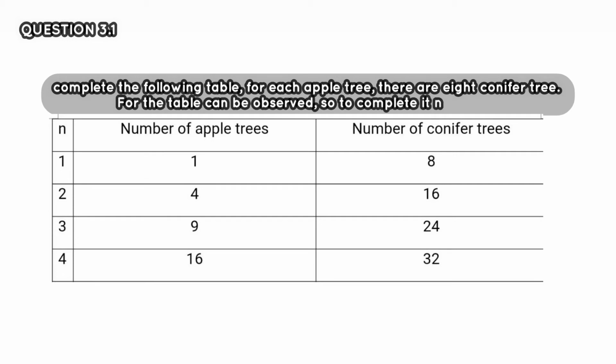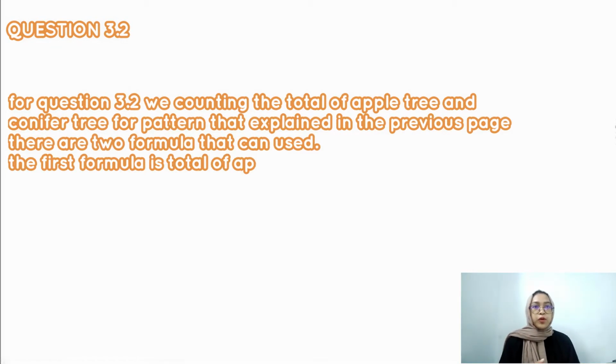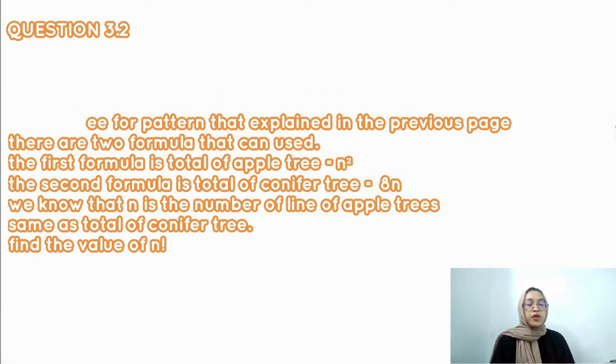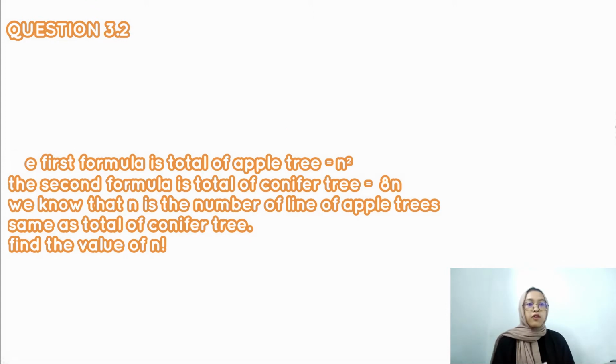Question 3.1, we complete the following table. For each apple tree, there are 8 conifer trees. For question 3.2, we count the total of apple trees and conifer trees for the pattern explained on the previous page. There are two formulas that can be used. The first formula, the total of apple trees equals n squared. The second formula, the total of conifer trees equals 8n. We know that n is the number of rows of apple trees.